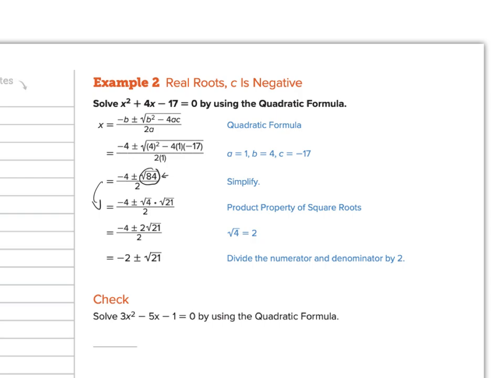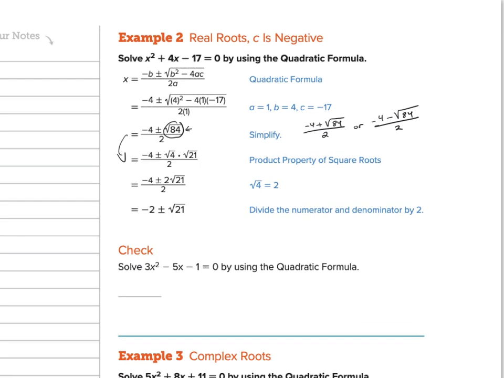So you can actually put that into the calculator as negative 4 plus the square root of 84, all of that over 2, or negative 4 minus the square root of 84, all of that over 2. And that's going to give you the answer, which is going to be this: negative 2 plus the square root of 21, or negative 2 minus the square root of 21. Both of those are going to be the same.